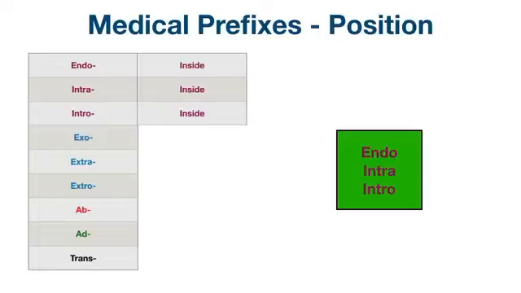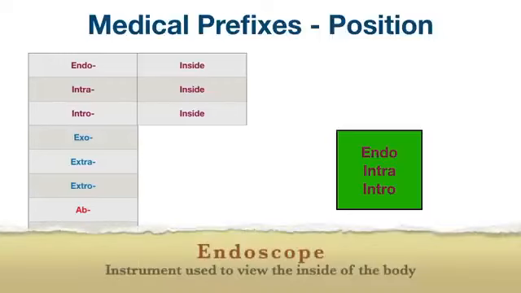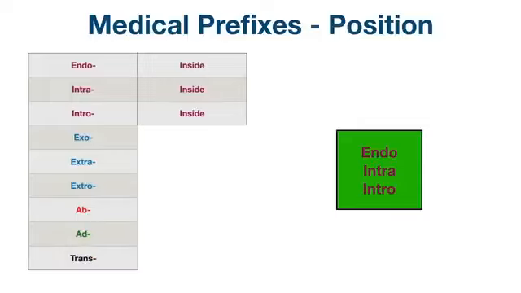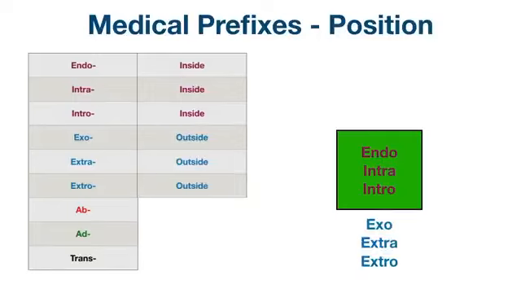Endo, intra, and intro all mean inside, internal, within, interior, or inner, which we're going to label inside the box. You can think of endoscope, which is an instrument used to view the inside of the body, and you can also remember that intro and intra, along with inside, internal, inner, and interior, all begin with the letters IN. The opposite of that is exo, extra, or extro, which all mean outside, external, exterior, or outer, and we're going to label that outside the box.